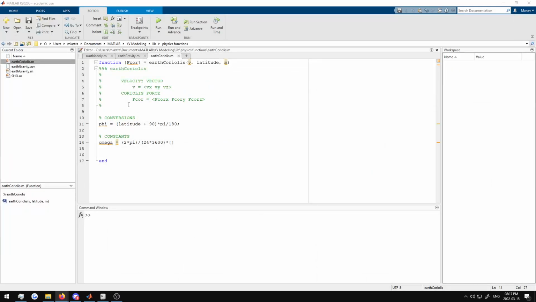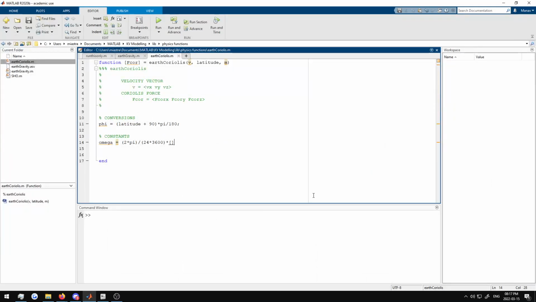So from here, let's just add that in. The x component will be 0, the y component will be sine of phi, and the z component will be cosine of phi. This makes sense from the image we just drew. Finally, we have to calculate the Coriolis force, and this is just a standard cross product.